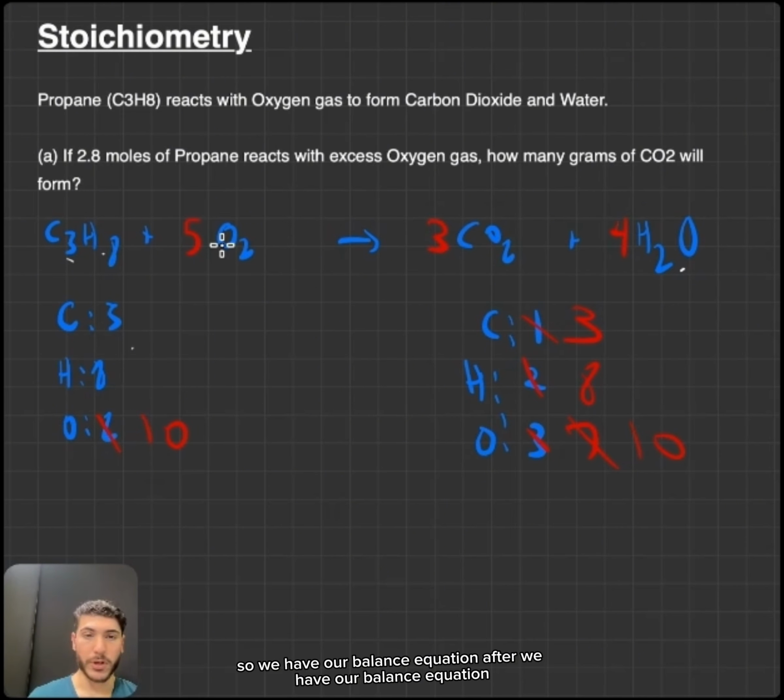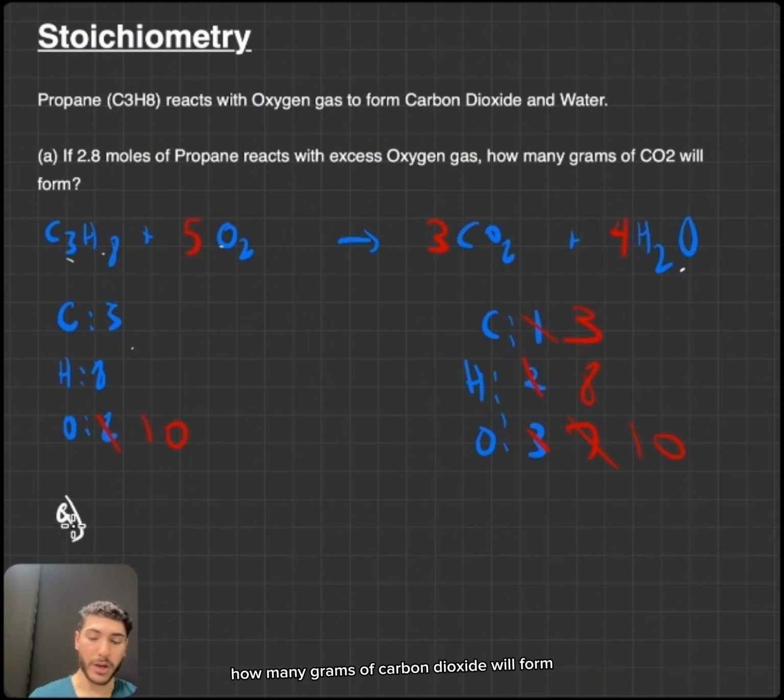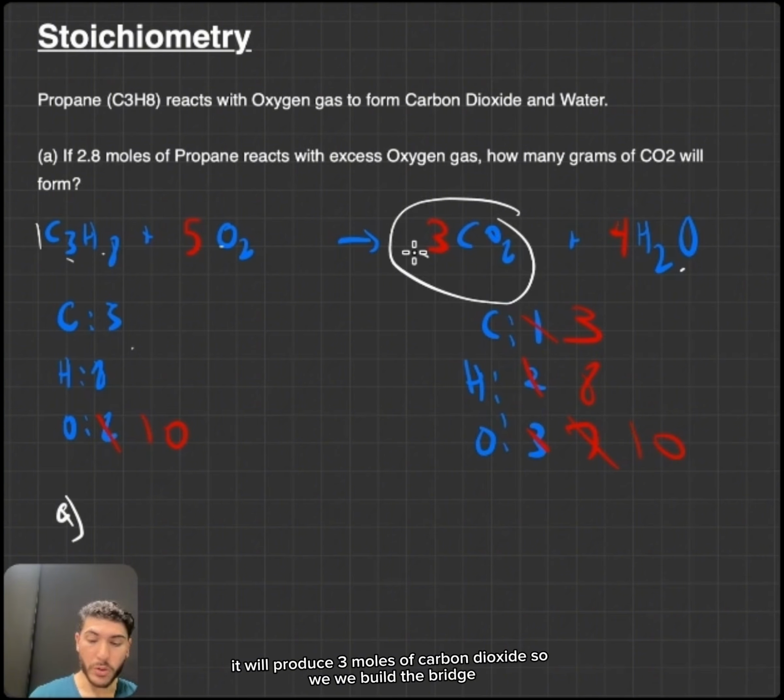After we have our balanced equation, we'll move on with part A of the question. So part A states what? If 2.8 moles of propane reacts with excess oxygen gas, how many grams of carbon dioxide will form? Now, here's where mole ratios come in. Think of them as unit conversion highways. Our balanced equation says for every 1 mole of propane, it will produce 3 moles of carbon dioxide. So we build a bridge.